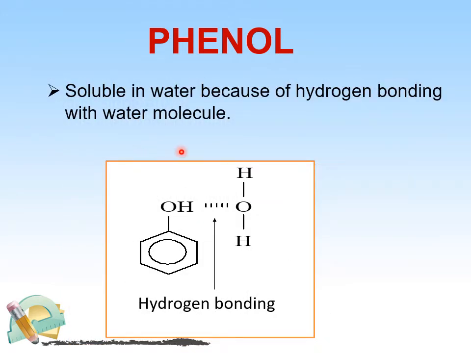Due to the occurrence of hydrogen bonding in phenol, it is also soluble in water. As you can see in this diagram, phenol on the left here has the electropositive part on the hydroxy group outside of the benzene ring, which is bonded using hydrogen bond with the electronegative part of water.